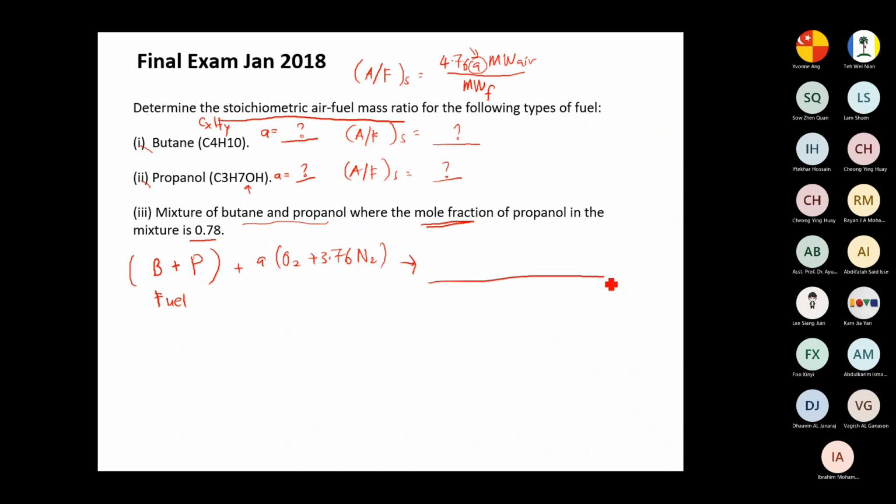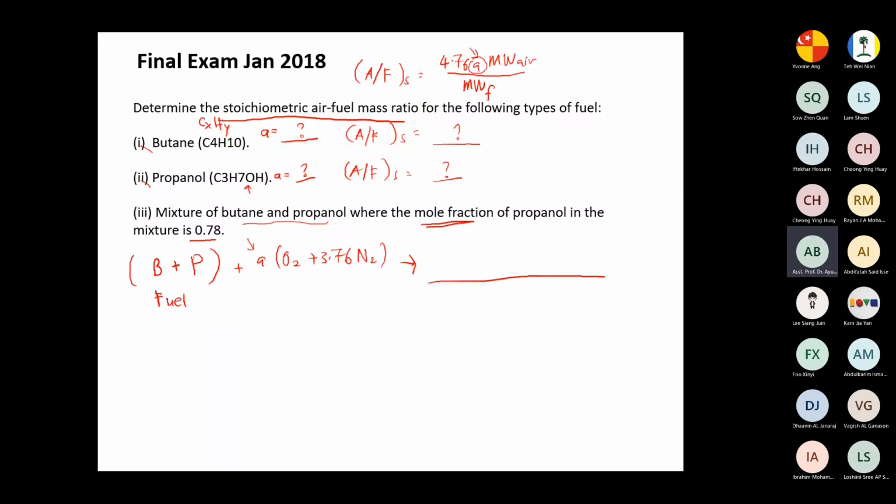Then we should complete the rest: the H2, CO2, and H2O, N2 as well. Now we want to focus on the A. If your fuel is CxHy like this, you can straight away use the equation. But now it is a mixture.